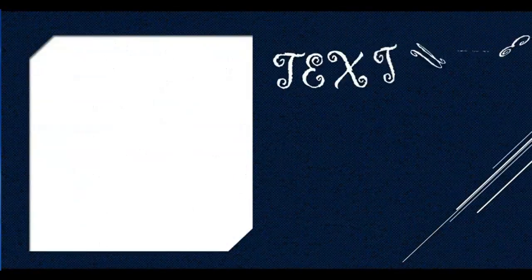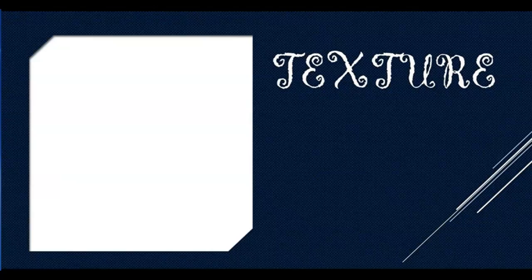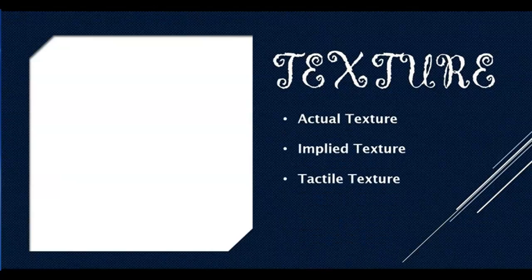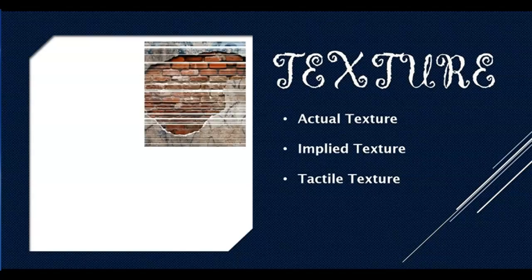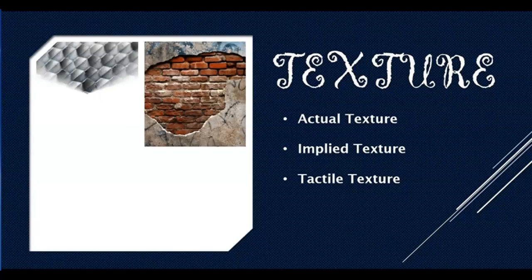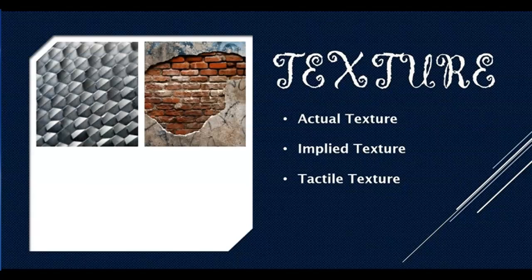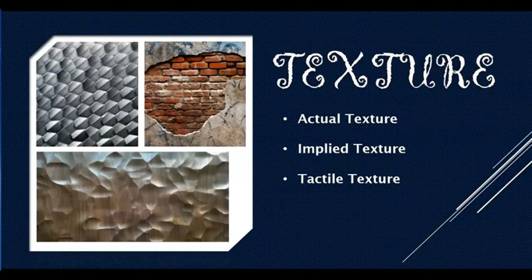My next element is texture. Texture illusions are created through drawing techniques. Perceived surface quality, tactile quality of goods, how the surface of the material feels and looks. And these are my samples: actual texture, implied texture, and tactile texture.